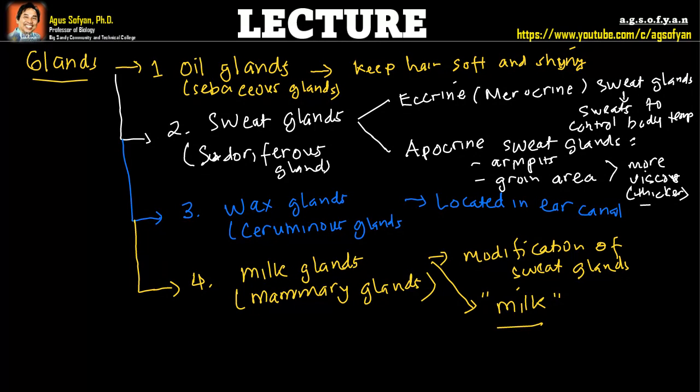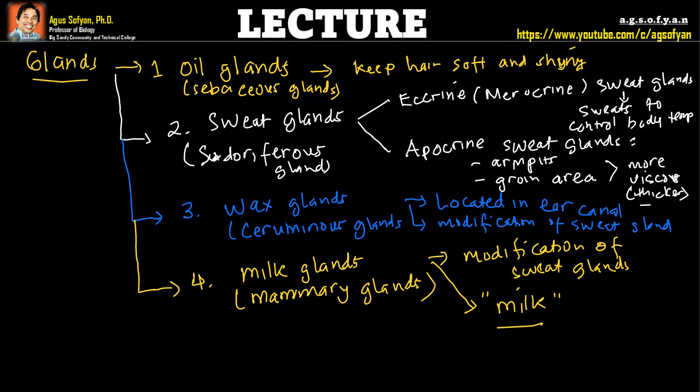And also for your information, the wax gland is also a modification of sweat gland. Okay, so these are the four types of glands in the skin. The first one is oil glands, and oil glands are usually associated with the hair, so therefore this is the one that keeps the hair soft and shiny.